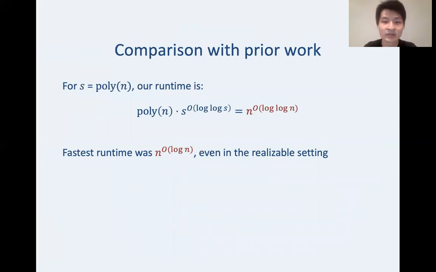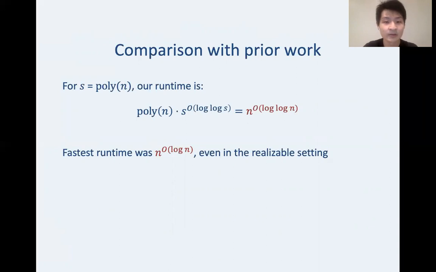To compare our work to previous results, we look at the parameter regime where the size of the tree is polynomial in n. In that case, our runtime can be reduced to n to the order log n. And prior to our work, the fastest runtime in this regime was n to the order log log n. And this holds even for the realizable setting where the function is a decision tree of size s.